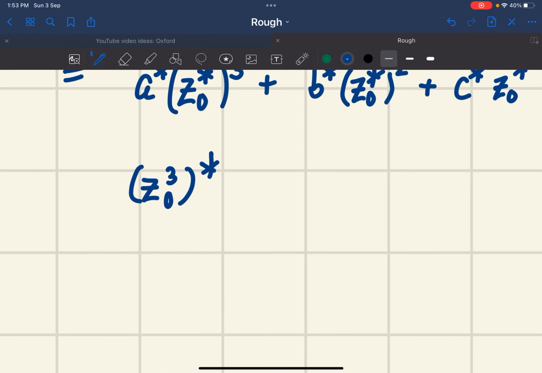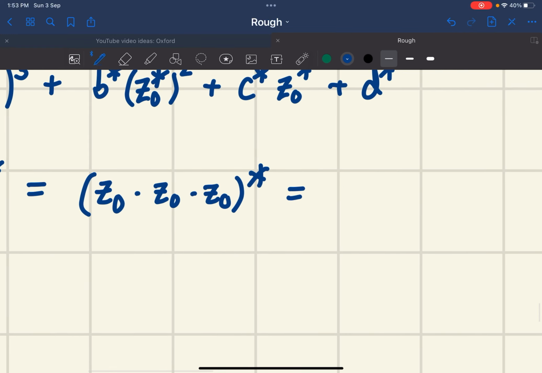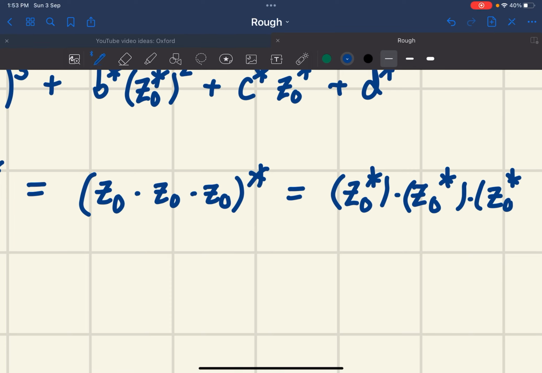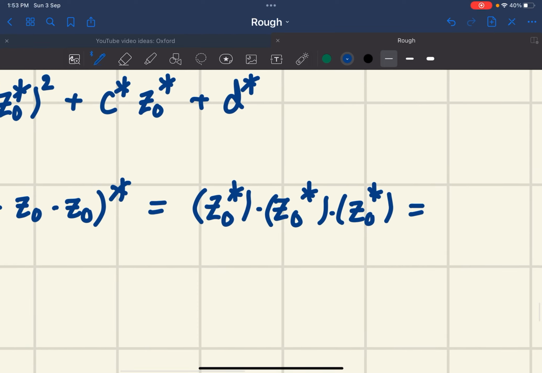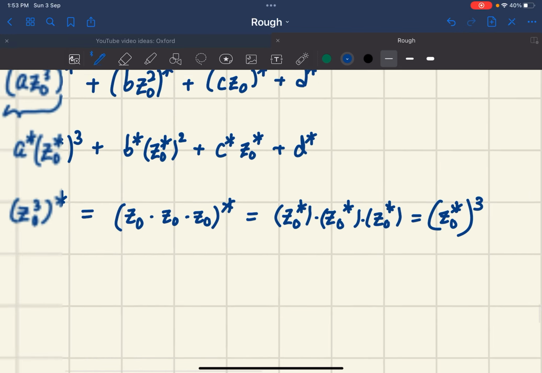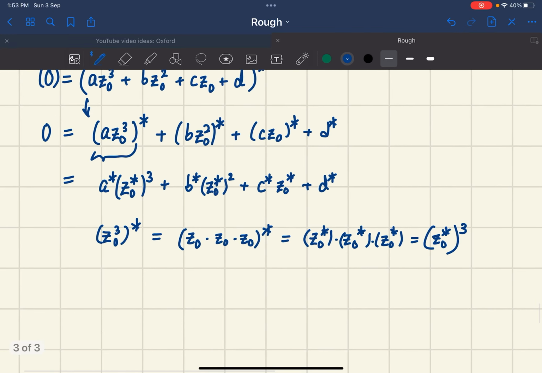As a side note, z naught cubed complex conjugated equals z naught times z naught times z naught, then complex conjugated, and as we've seen already, we can also complex conjugate each z naught first, then multiply all of them together. Alright, so that's why this is the case.